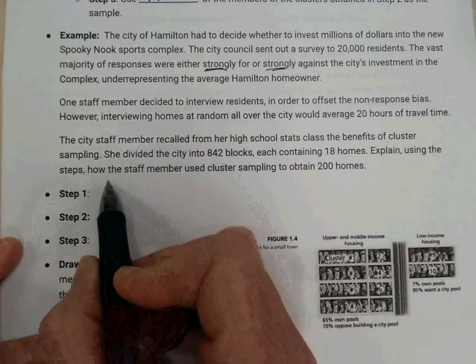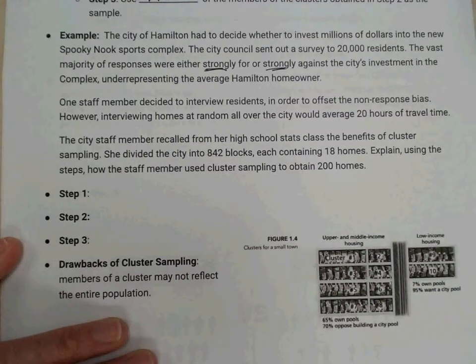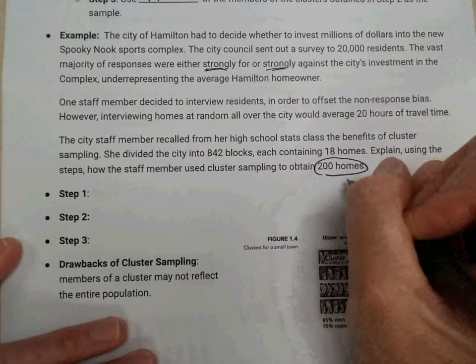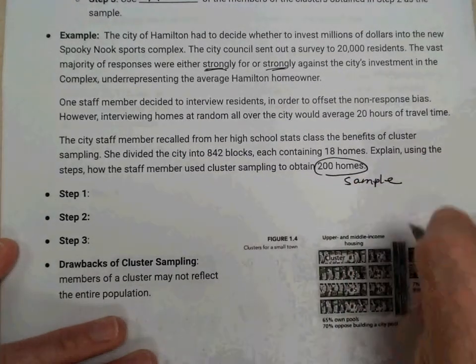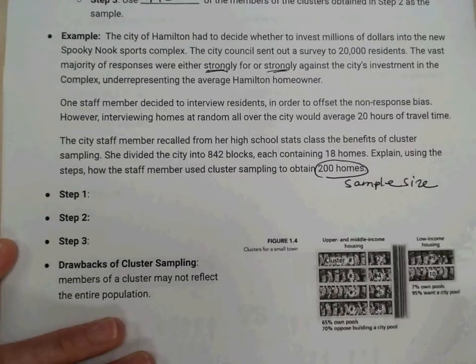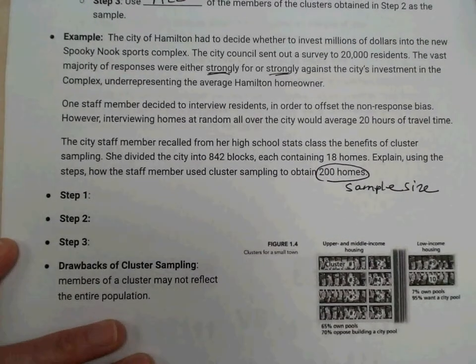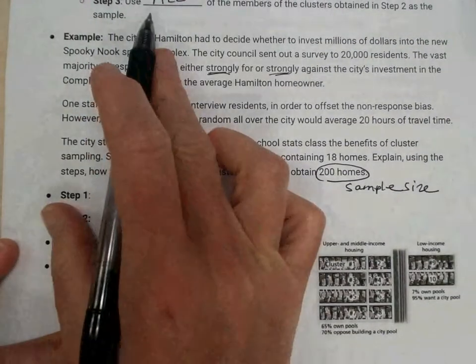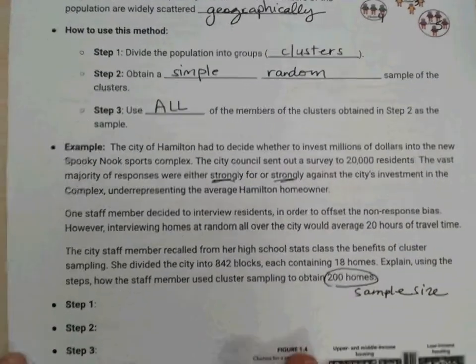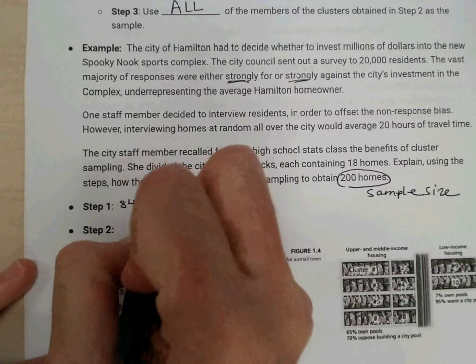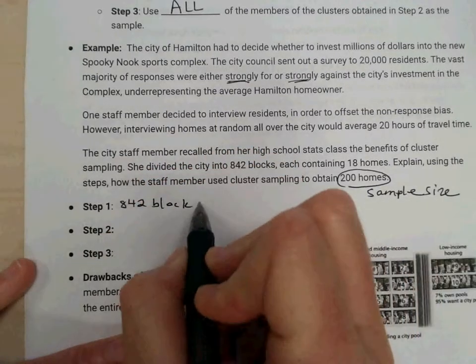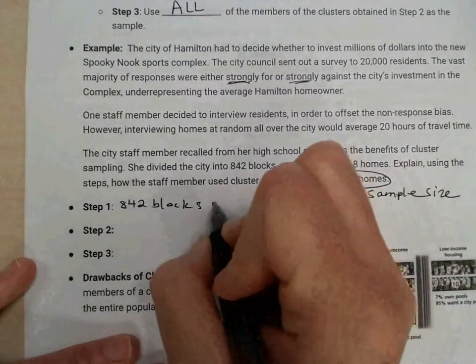So explain using the steps how the staff member used cluster sampling to obtain 200 homes. Notice we want 200 homes, that is our sample size. So step 1 is to divide the population into subgroups. Check, that was done. So that's the 842 blocks of 18 homes.